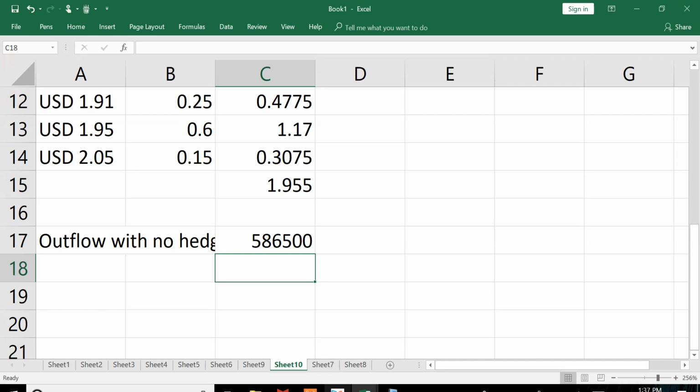The expectation is on an average it's going to be 1.955. But if it turns out to be 2.05, there's a huge loss. Any doubts in this? You can write a conclusion.